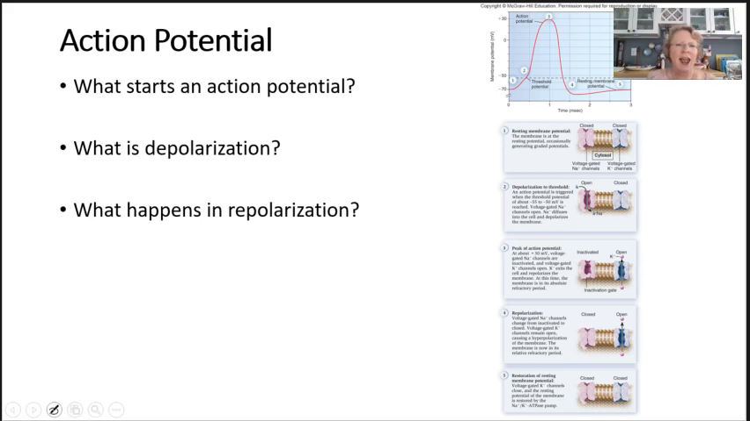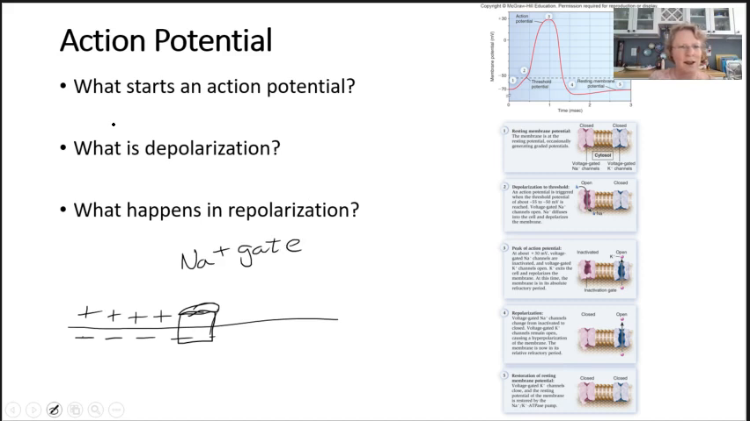So what starts an action potential? We just saw what a resting neuron looked like. Resting neuron, we have relatively negative charges inside, relatively positive charges outside. What starts that action potential? And what we need is a strong enough stimulus coming in the dendrites and the cell body to open up another protein in the membrane. And this protein is our sodium gate.